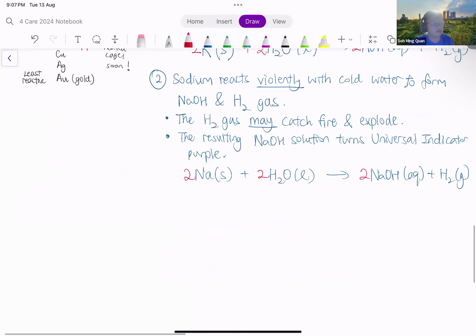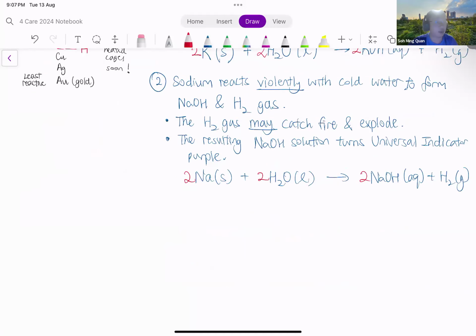Okay, so now that we have covered sodium, the next one in line is, of course, calcium. Now I'm going to use a different color, but you don't have to use a different color. So calcium reacts moderately.